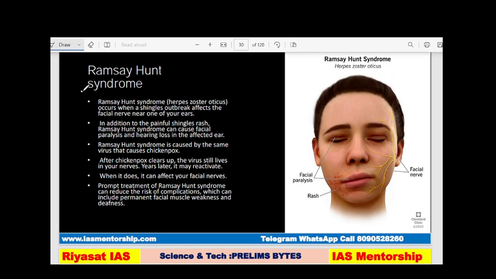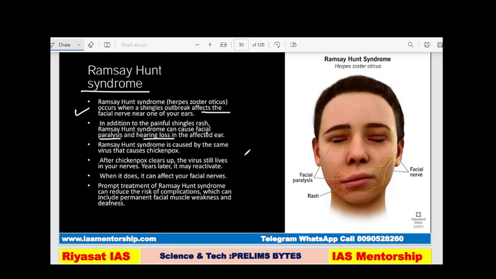Next topic is Ramsay-Hunt syndrome. You can see this picture, and now I am explaining what is happening. It happens when a shingles outbreak affects the facial nerve near one of your ears. The facial nerve from one side's ear gets disturbed. This is your Ramsay-Hunt syndrome. It can also cause facial paralysis, and hearing loss can also happen.